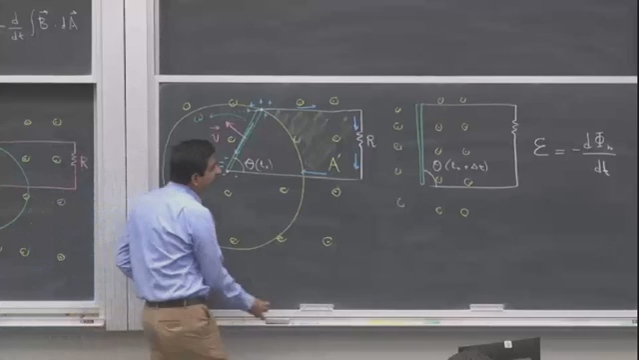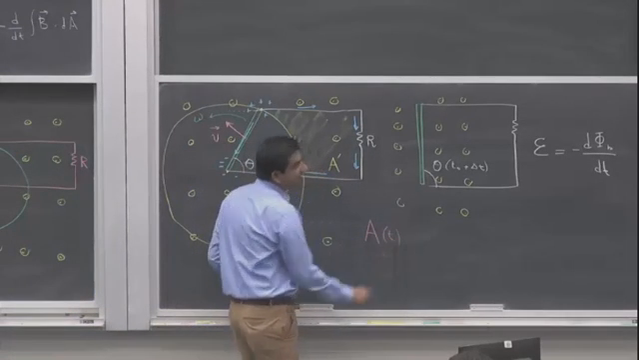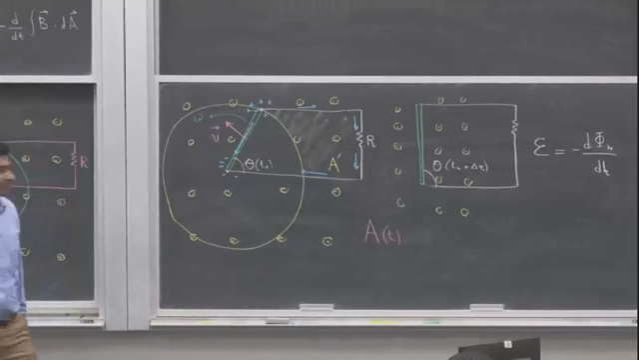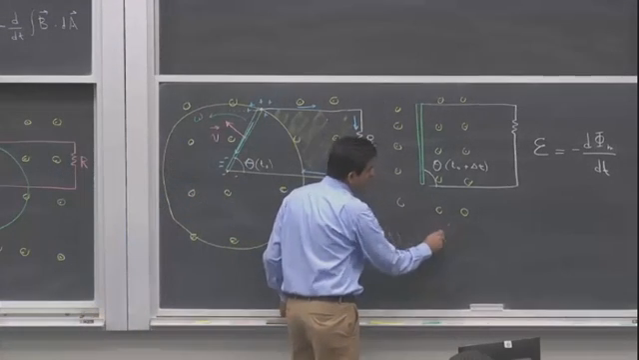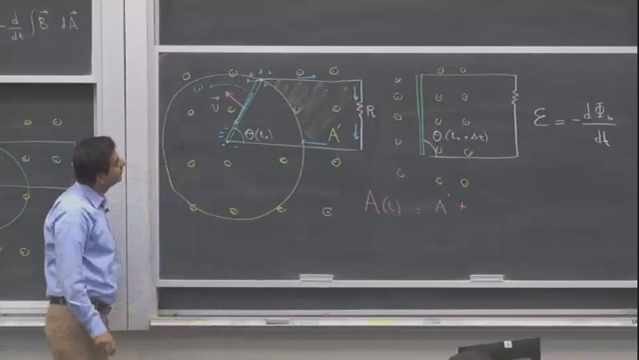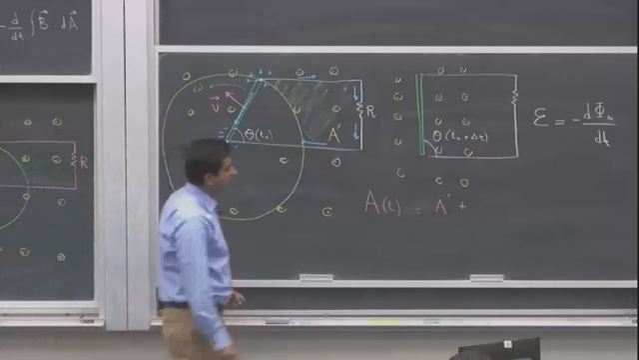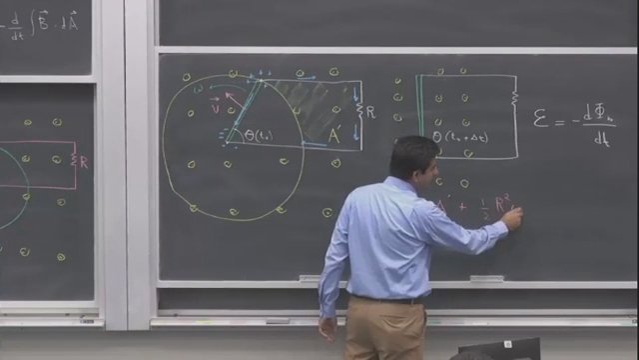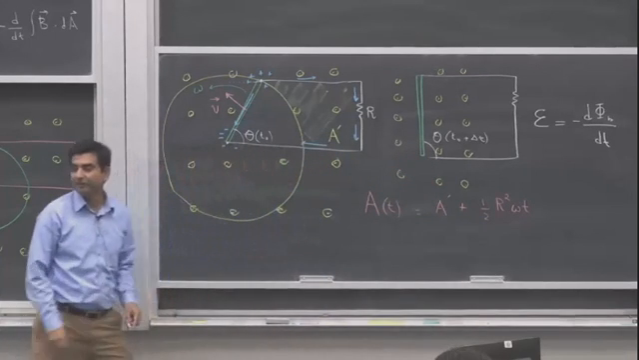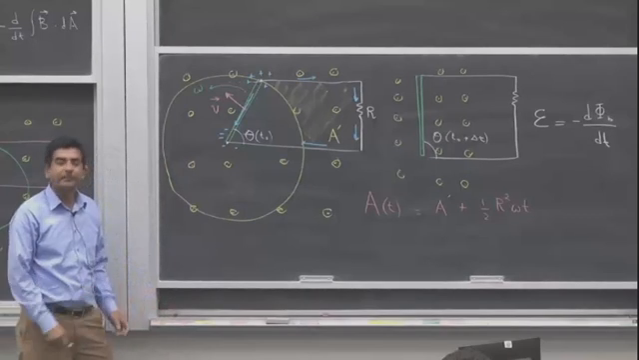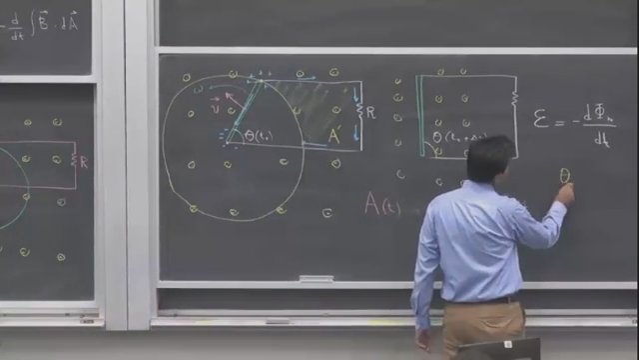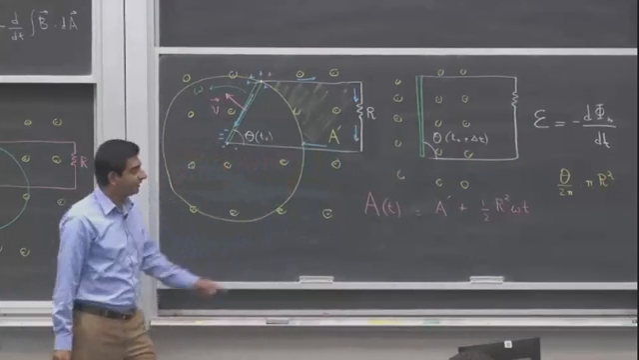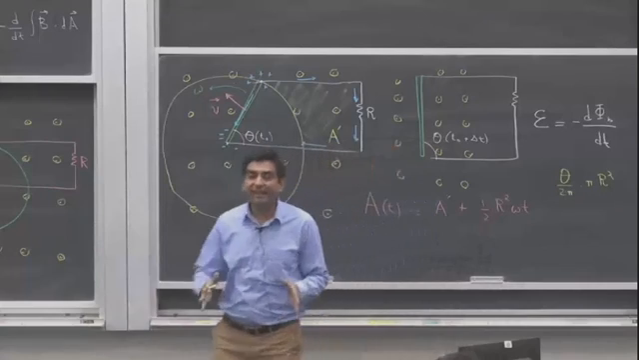Can you tell me what the area will be as a function of time? This is the area through which the flux is piercing, through which the magnetic field is passing. What is this area as a function of time? It's A dash plus half r squared omega t. How do you get this? Exactly. You get this by theta over 2 pi into pi r squared. Okay? It's half r squared theta. Theta is simply omega t. So this is the area as a function of time.